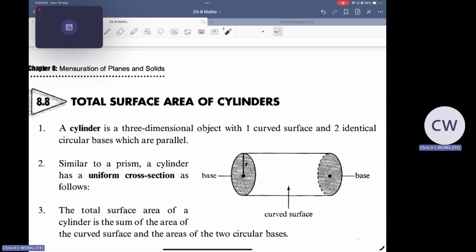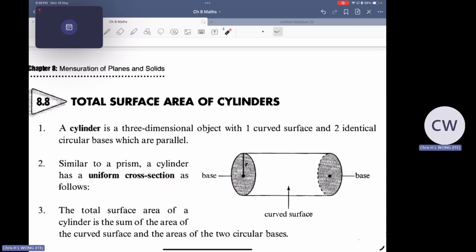Now watch very carefully. If I cut open the cylinder, it becomes what? It becomes a rectangle. You can find the area of the rectangle very easily. Length and breadth, right? I will find the area of the surface, isn't it?